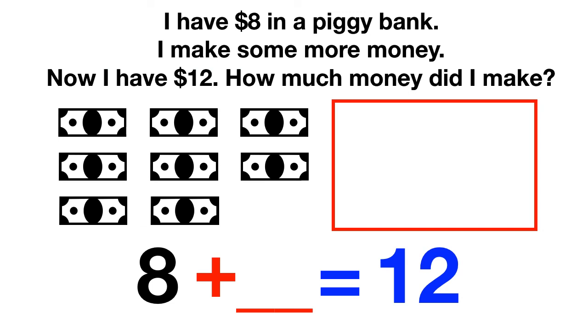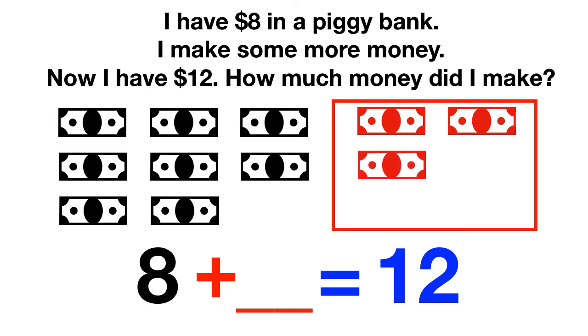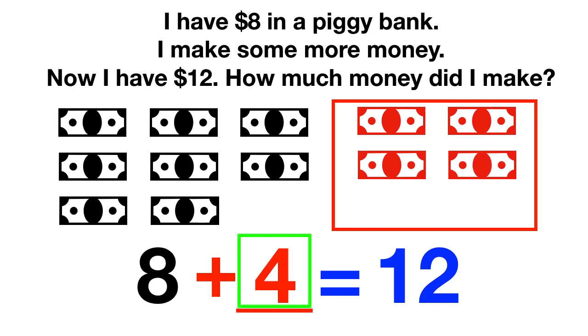We could solve this by counting. We already have 1, 2, 3, 4, 5, 6, 7, 8. So if we keep adding, we'll get 9, 10, 11, 12. Then we can count up that we had to add 1, 2, 3, 4. So we made $4 in this problem.